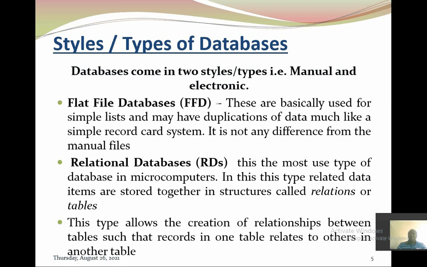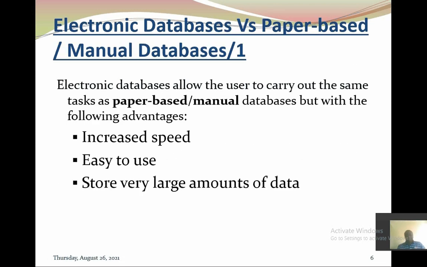Okay, now following the previous example where I say that electronic and then the paper based, electronic is the one we are calling the computer based, and then the paper based is the manual. Remember I gave you an example of a phone book, an example of a dictionary, an example of an encyclopedia, and many more that we are going to look at. Now, electronic databases allow the user to carry out the same tasks as paper-based, that is the manual databases, but with the following advantages.